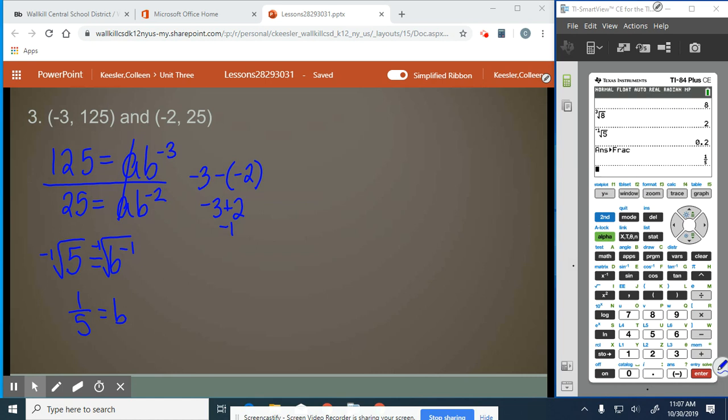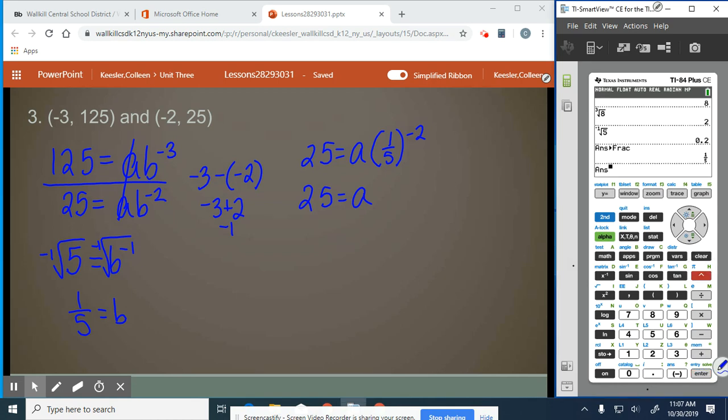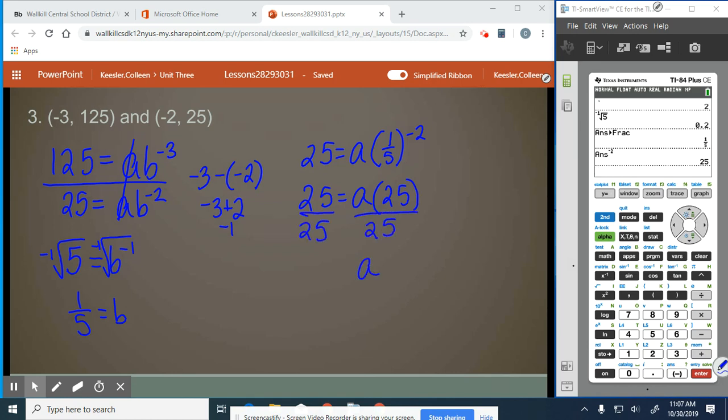We can plug that back in. So I'm going to do 25 equals a times 1/5 to the negative second. So 25 equals a, and then we can do 1/5 to the negative second, and that's 25, which again, based on those rules we learned last week, should make sense. Divide by 25, and a equals 1. Now, if a equals 1, we really don't have to put it in our equation, so it's just y equals 1 times 1/5 to the x, or just 1/5 to the x.